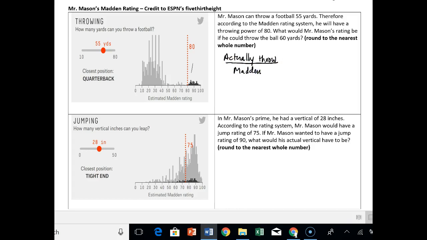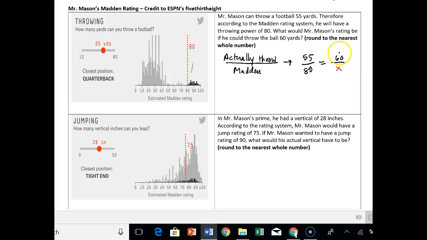All right. So if I set up my ratio, initially I can actually throw it 55 yards and I get a rating of 80, right? And now I'm asking myself, well, what happens if I threw it 60 yards? So should that go on top or bottom? Well, if I could actually throw it 60 yards, that goes on top. And the variable that I need to figure out is x, right? What would my Madden rating be? Now I could also write this as 55 over 60 equals 80 over x. Or I could write this as 80 over 55 equals x over 60, right? There's a whole bunch of different ways I could write this, right? But let's stick with this way.